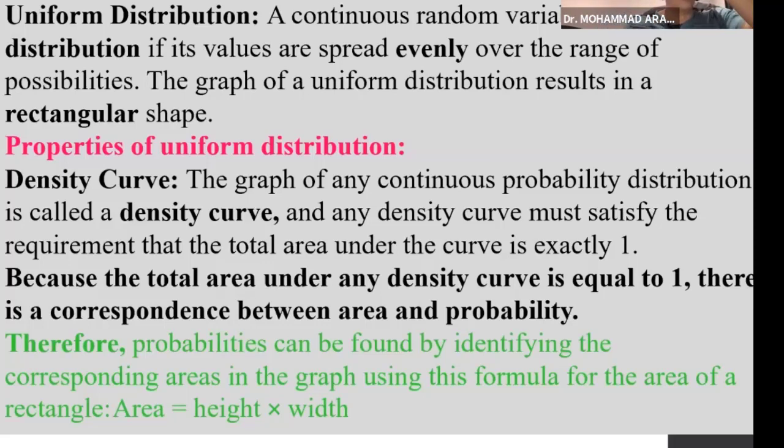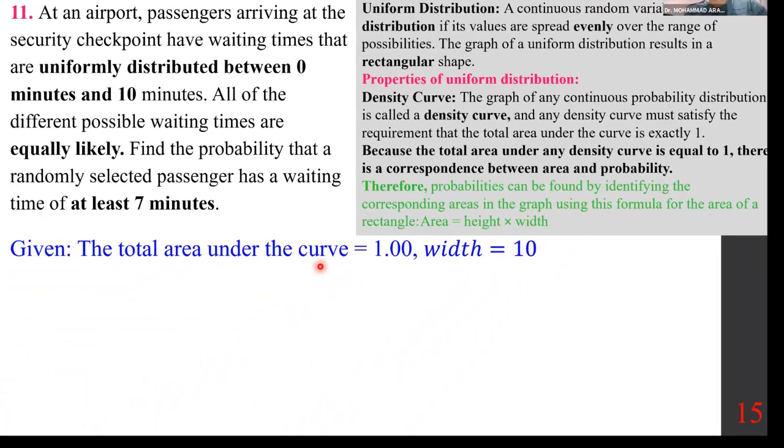I wanted you to see why things work out the way they work out by looking at this. So let's see what happens here. We know, according to what we just discussed, the total area under any density curve must be 1. So the total area is 1. In the case of a uniform distribution, we are dealing with a rectangular shape. And in this example, from 0 to 10, the width is 10.